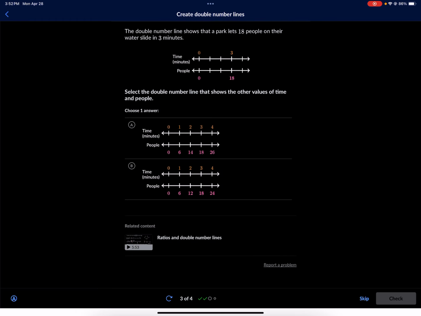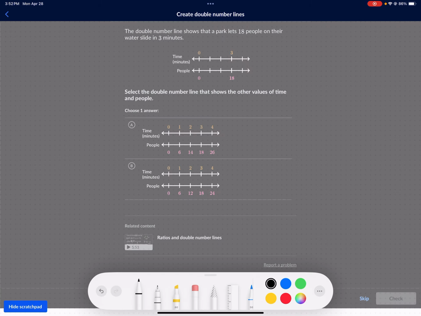The double number line shows the park lets 18 people on the water slide in 3 minutes. Ooh, here we go. We have 3 and 18 for 2 of them. But don't be discouraged, because we still have to simplify. 3 over 18. I'm going to let you guys take a crack on this one. What is this? 1/6. Good job.